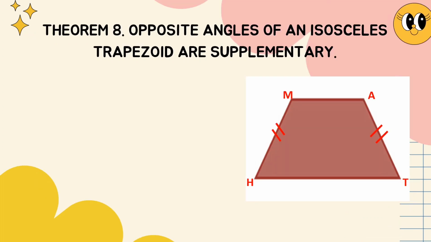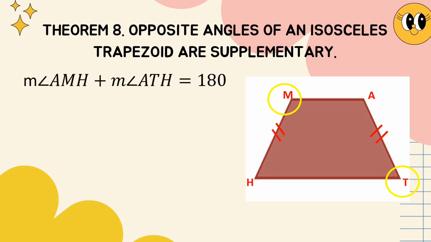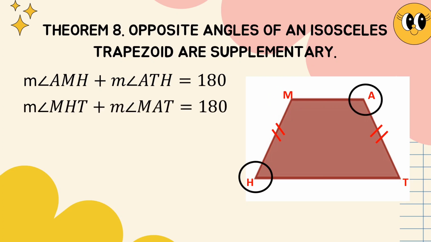Let us proceed to theorem 8. Opposite angles of an isosceles trapezoid are supplementary. Do not forget that if two angles are supplementary, it means their measures add up to 180 degrees. Like this, the measure of angle AMH plus the measure of angle ATH is equal to 180. And another, angle MHT plus the measure of angle MAT is also equal to 180 degrees.